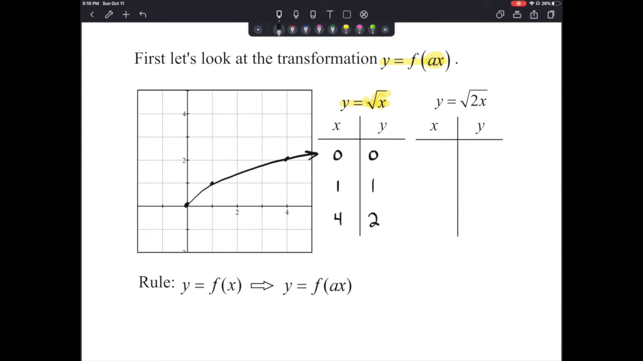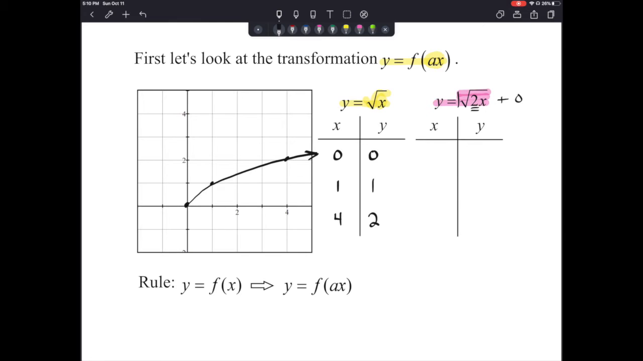And now we're going to explore what is changing when we do y is equal to the square root of 2x. As we look at it, the only thing that's happening is we're multiplying x times 2. So our a value on the outside would be like 1, and then our k value would be 0. So nothing is happening to y.